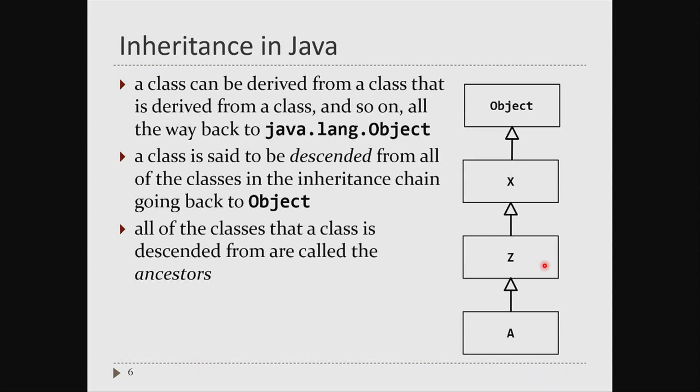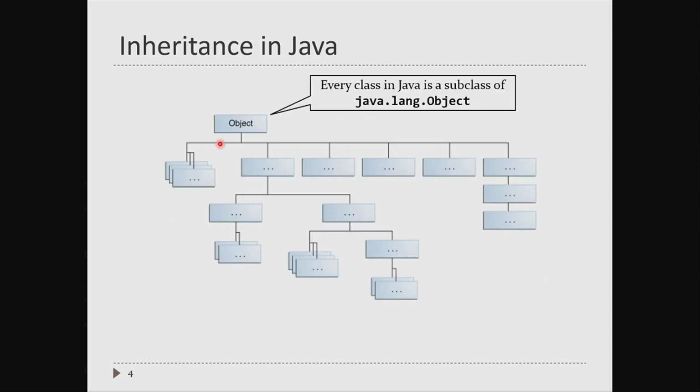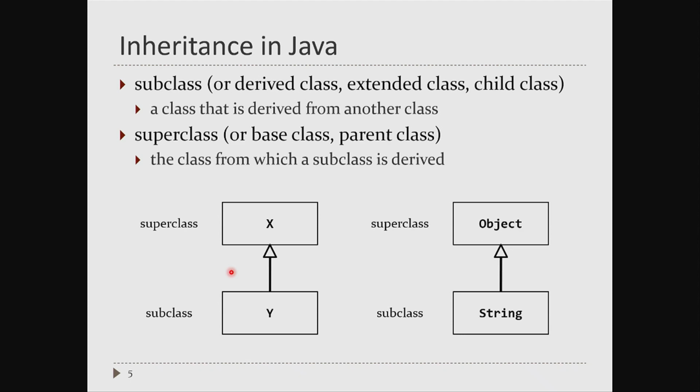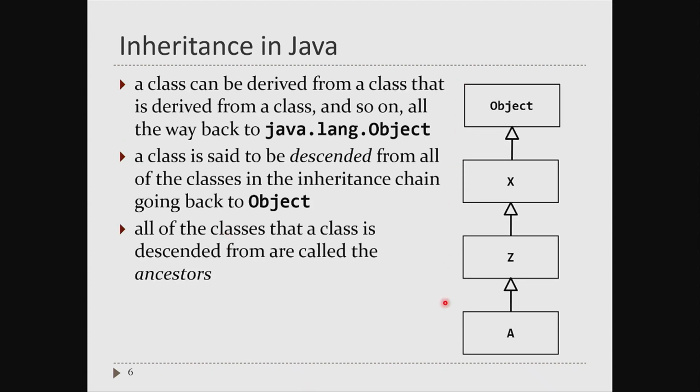Going back to this picture here, you can see that you can have a superclass and a subclass. This subclass can be the superclass for another class. So this is a subclass to that, and this class can be a superclass for yet more classes. So you can have this big chain of classes, all related by inheritance. In this picture here, A is derived from Z, Z is derived from X, X is derived from Object.